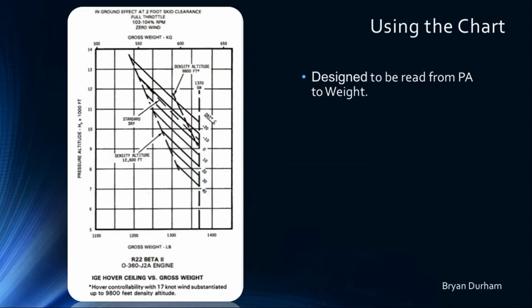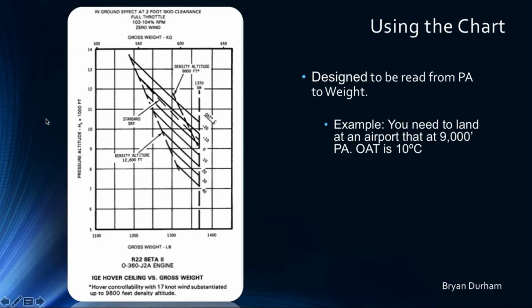All right, so using the chart, the way that these were actually designed to be used is reading it from your pressure altitude over here, you read it over to a temperature, you go straight down, and that gives you an ideal weight that you would need to actually pull this off. Now, keep in mind that we're talking about in-ground effect here. So this is when we're hovering within one rotor diameter of the ground.